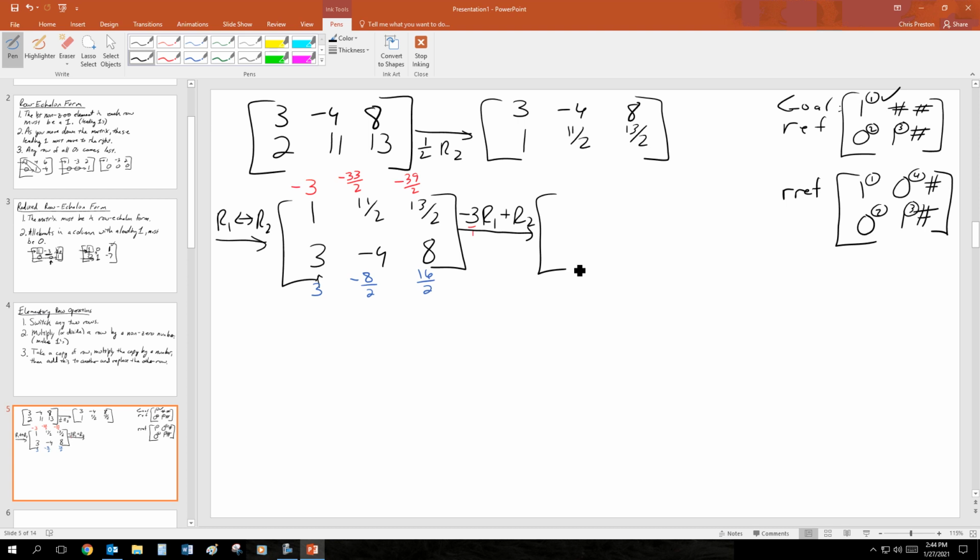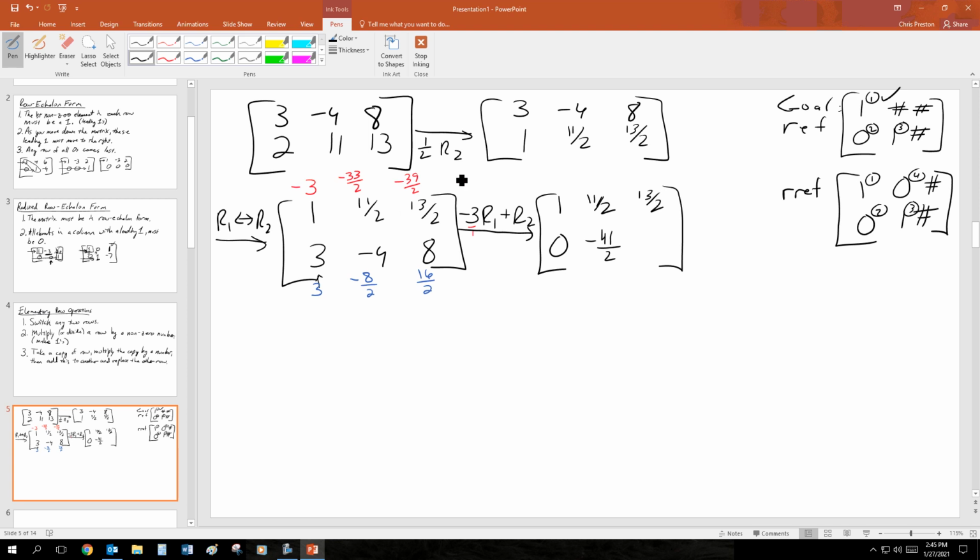So my first line, remember, we're actually just taking a copy of that first line. We're not actually changing it. So it's going to stay the way it was. But now I'm going to add the red numbers to the blue numbers. -3, +3, that's 0. -33 and -8 is -41 halves.